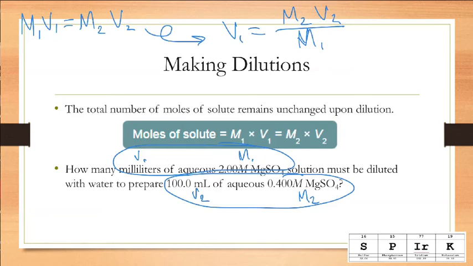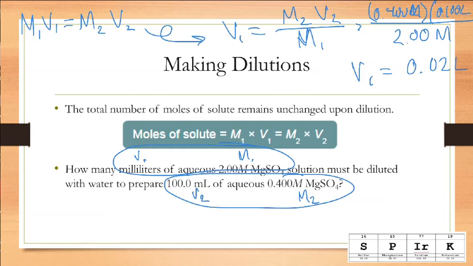And when we plug these values in, we have 0.400 liters, or molar, I'm sorry, times 0.100 liters divided by the molarity of the first solution, which is 2.00 molar. So V1, when we multiply and divide that through, is 0.02 liters, or since it asks for us in milliliters, we're going to convert it to milliliters, so 20.0 milliliters.